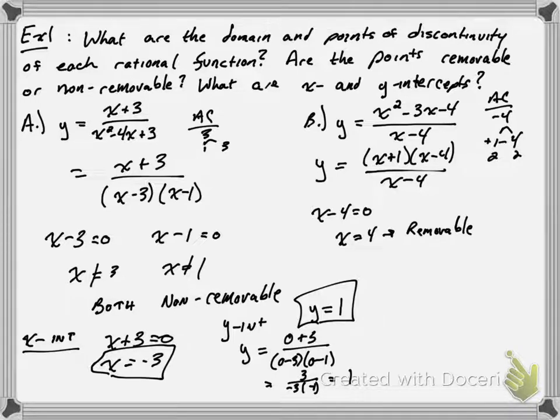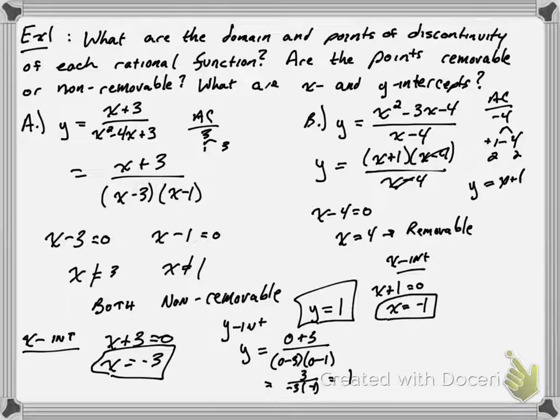So let's talk about x-intercepts. Remember, it's where the numerator equals 0. These factors cancel, so my function is really y equals x plus 1. So for the x-intercept, take x plus 1 equal to 0 and solve: x equals negative 1.